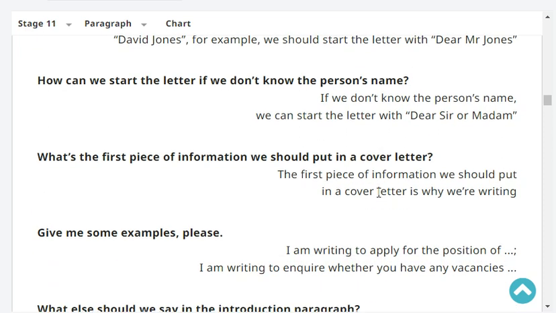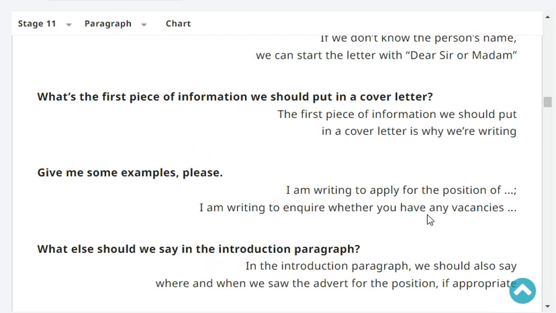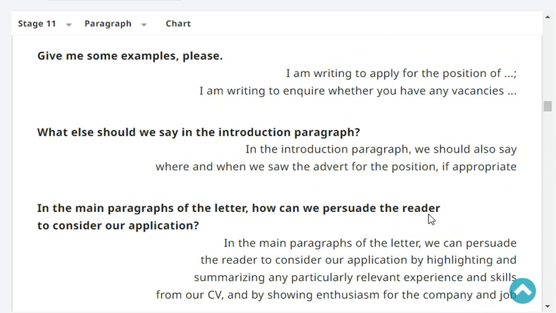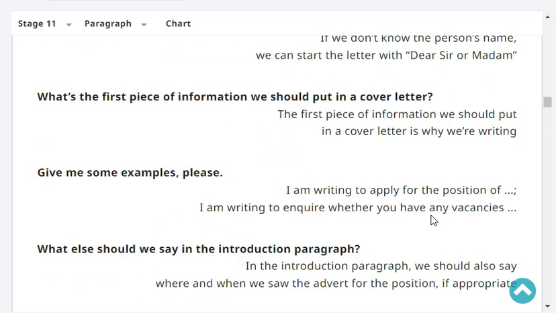Well, what's the first piece of information we should put in a cover letter? The first piece of information we should put in the cover letter is why we're writing. Give me some examples, please. I am writing to apply for the position of. I am writing to inquire whether you have any vacancies.